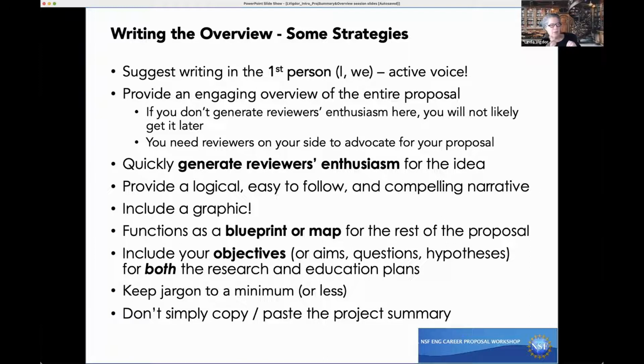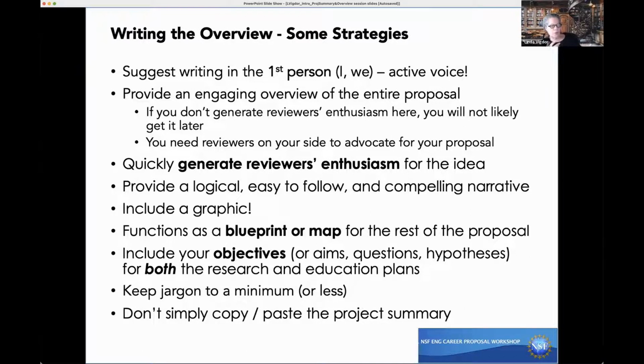But the overview is a good place to provide a visualization of something that is crucial that reviewers understand early on. Say you're proposing a model, you may have a graphic of that model. If you have some sort of complex relationships you're talking about, putting those into a visual form may help readers understand it better.